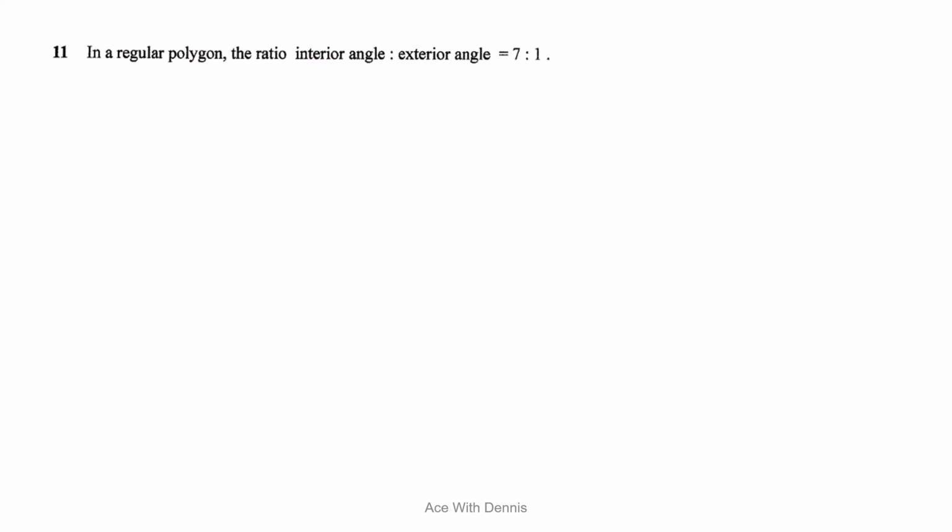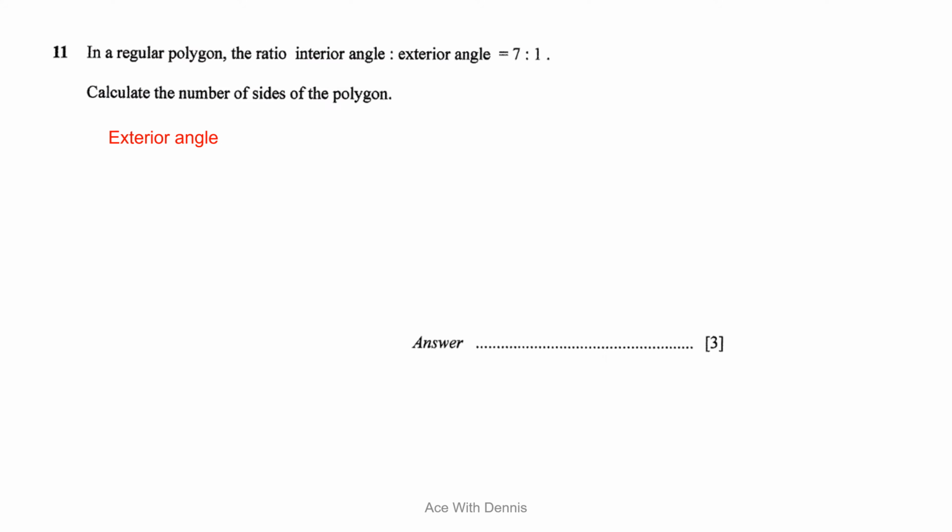Question 11. In a regular polygon, the ratio of interior angle to exterior angle is 7 to 1. Calculate the number of sides of the polygon. 3 marks. Alright, to find the exterior angle for this case, it equals 1 over 8 times 180 degrees. So what's the reason? Because when we add the interior angle and the exterior angle, it will equal 180 degrees, because they can form a straight line.